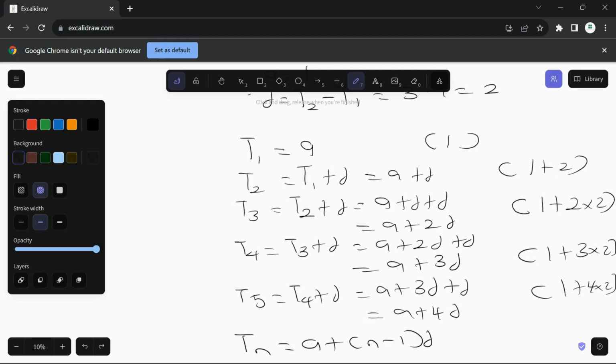And look at it, when we went to T1, that will be a plus 1 minus 1, which is 0, so 0 times d is 0. That's why you only see a there. 2 minus 1 is 1, 1 times d is d. 3 minus 1 is 2, 2 times d is 2d. So this is the proof for Tn is equal to a plus n minus 1 d. I hope it's clear how we arrived at this particular thing.